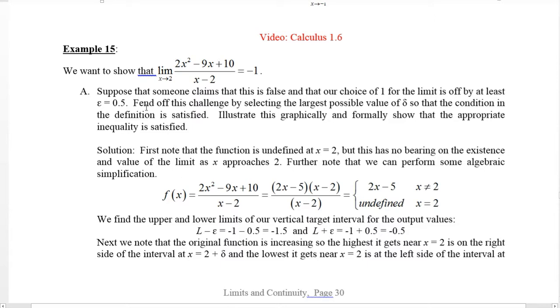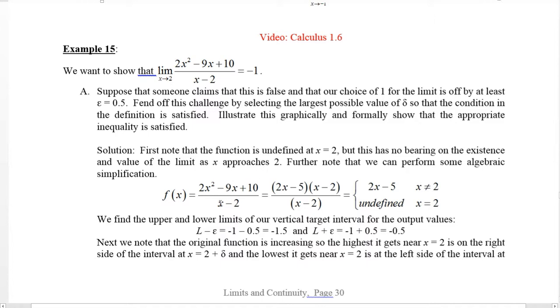Now, here's the task for us at the moment. Suppose that someone claims that we lied to them about this limit, that the limit is false, and that our choice of negative 1 for the limit is off by at least epsilon equals 0.5. We want to fend off this challenge by selecting the largest possible value of delta so that the condition in the definition is satisfied. And then we want to illustrate this graphically and then formally show that the appropriate inequality in the definition is in fact satisfied.